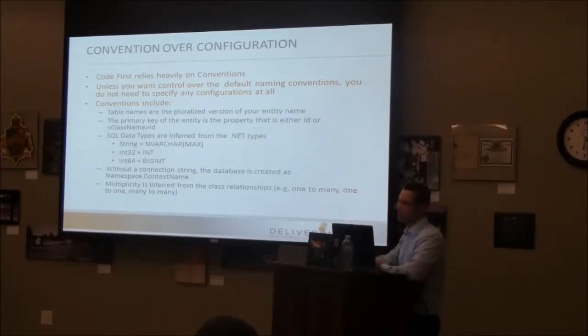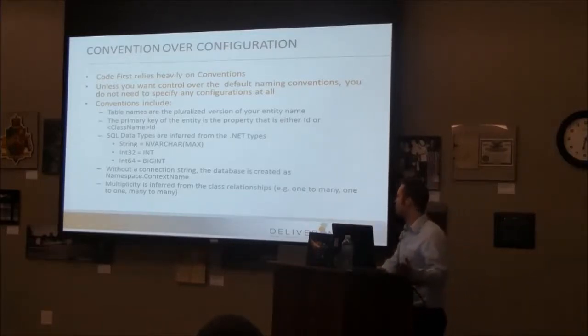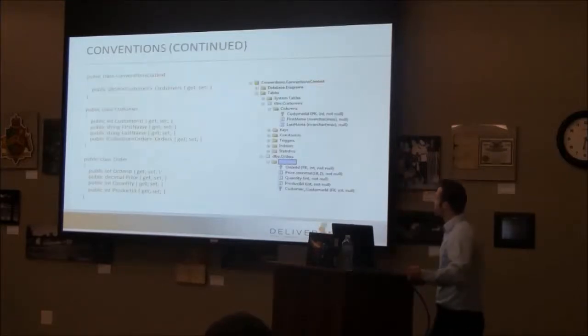So if your namespace is foo and your context is foo context, it created a database called foo.fooContext. And then also the relationships, the multiplicity is inferred from the class relationship. So if I have a customer entity with an orders collection, it's going to treat that as a one-to-many by default if you don't have the relationship on the other side.